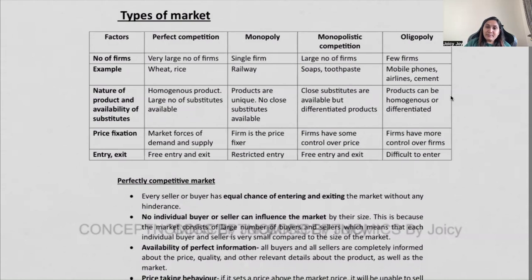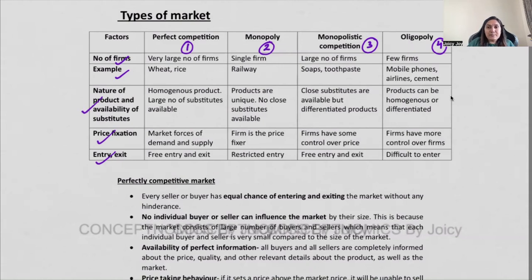The types of market, the four important ones. One is perfect competition. Second one is monopoly. Third one is monopolistic competition. And the fourth one is oligopoly. So these are the four most important types of market. And we will understand these types of market based on some factors like number of firms, some examples we will see, nature of product and availability of substitutes, price fixation, based on entry and exit. So these are the factors we will consider.